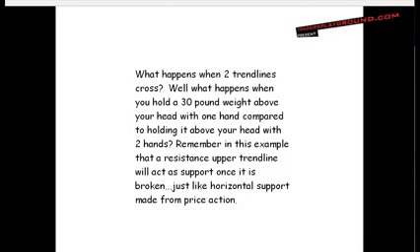Now we want to look and see what happens when two trend lines intersect. This is the easiest way that I know how to explain it. Okay, what happens when you hold a 30-pound weight above your head with one hand compared to holding that same 30-pound weight above your head with two hands? Remember in this example that a resistance upper trend line will act as support once it's broken. It will often be retested, just like the horizontal support made from price action. Okay?